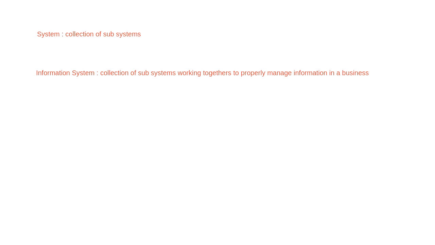So what is an information system? Now that's a part of our module title. So it's a collection of subsystems working together to properly manage information in a business. This is a simple definition I used for you to understand what an information system is.